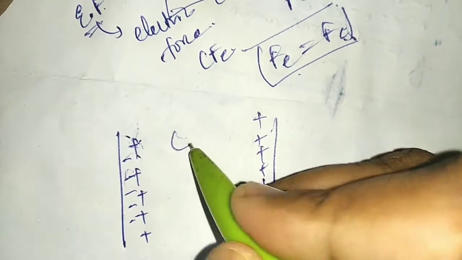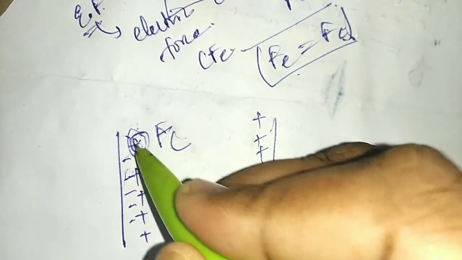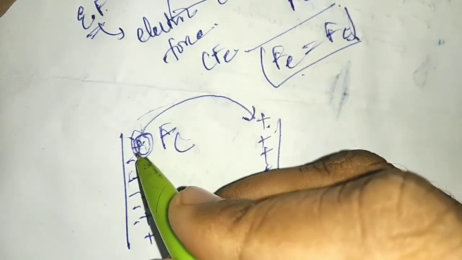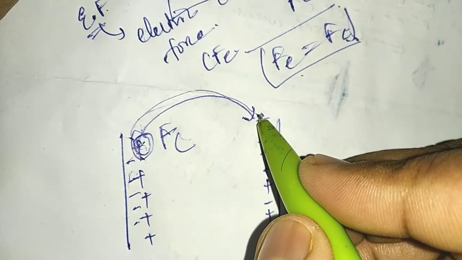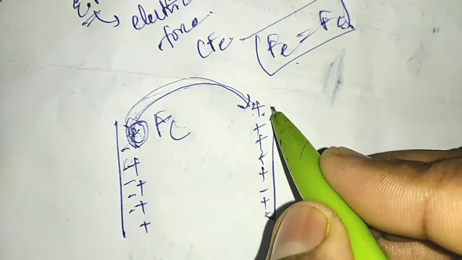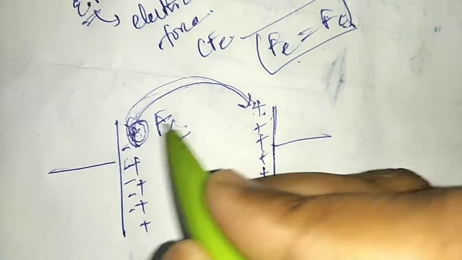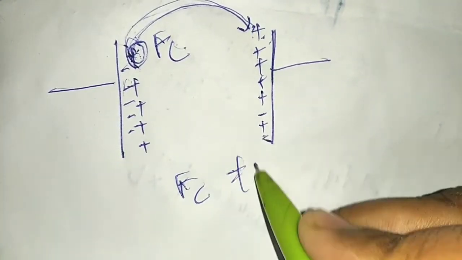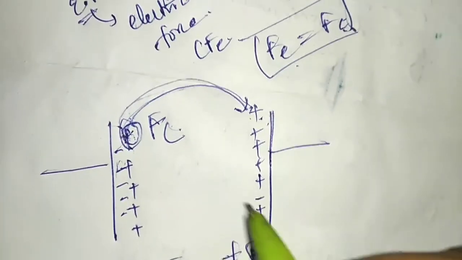Okay, now this chemical force will take this positive charge and move it towards its plate. Until this positive charge goes and sits at its own plate, this will be an imbalanced force. The force will always be imbalanced. That means the chemical force will not be equal to the electric force, right?